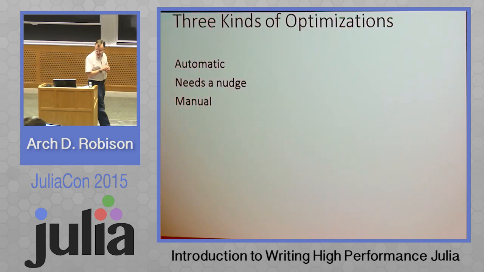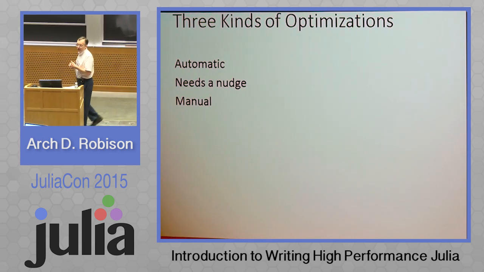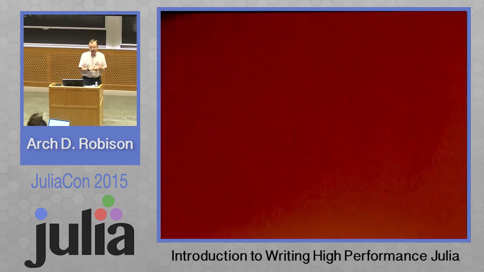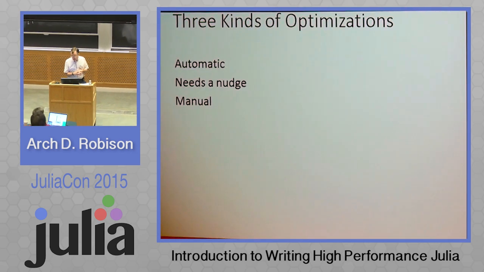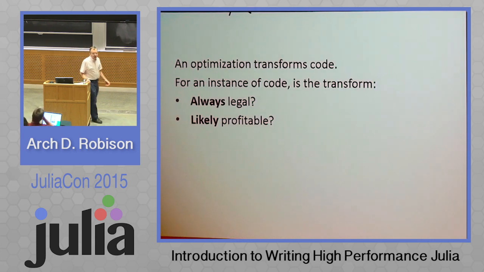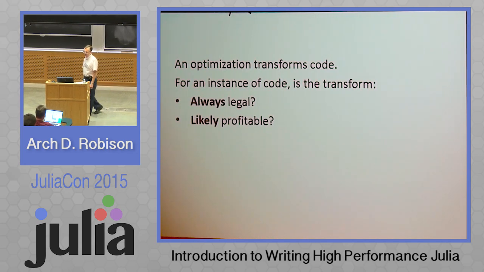All right. Optimizations, there's only three kinds of optimizations in compilers. There's the automatic kind that just work. There's the kind that need a nudge. And there's the kind you have to do yourself. An optimization is something that transforms code. If you're a mathematician, you won't like the name optimization, because technically they're not optimizations, they're just bets. A bet that a transform will win most of the time. And it may, in some cases, make code run worse.